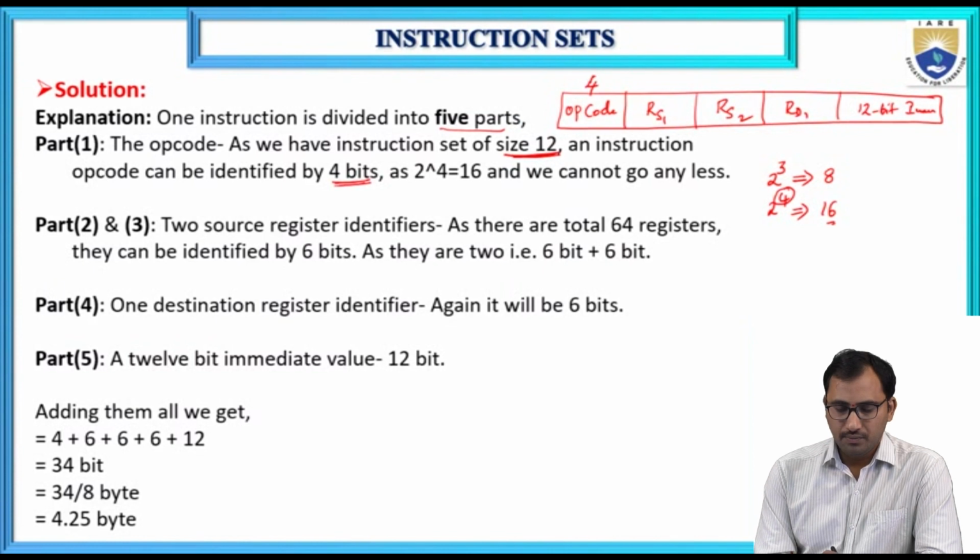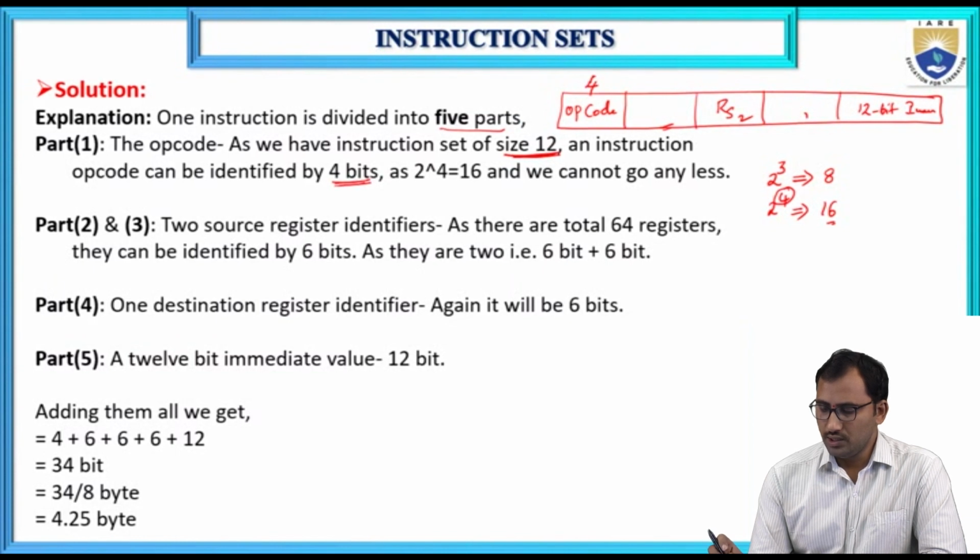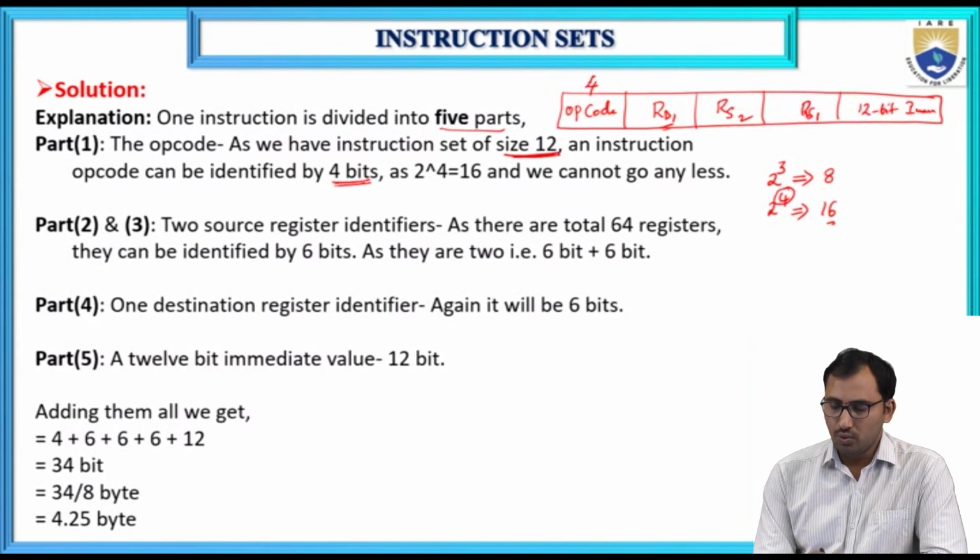Coming to parts 2 and 3: the second field is source register 1 and source register 2, that means we have two source registers. Here, a small change: here you can take RD1, and here RS1, RS2. These are the destination register and the two source registers. In the problem, they mentioned we have a total of 64 registers. In order to represent every register we require 6 bits, because 2 to the power 6 is equal to 64. Because of two source registers, we need 6 bits plus 6 bits.